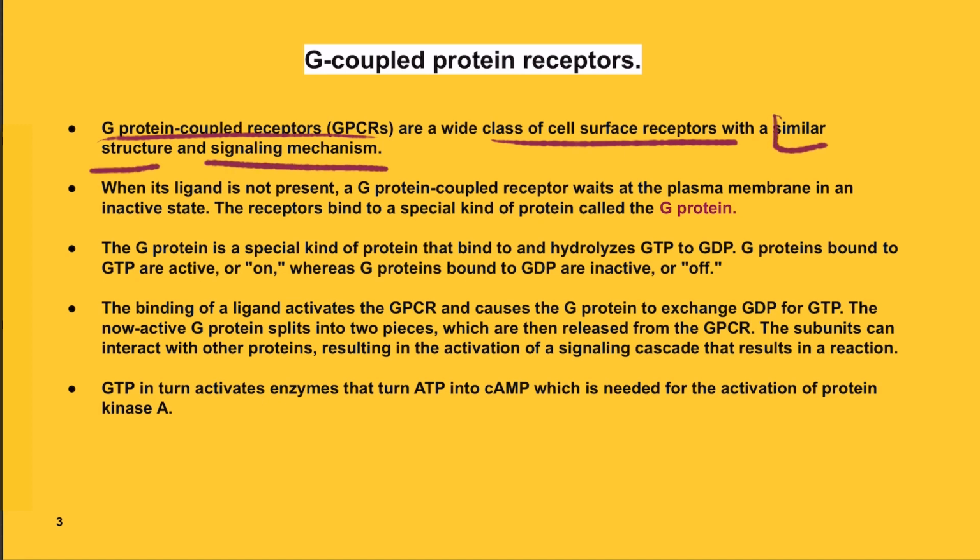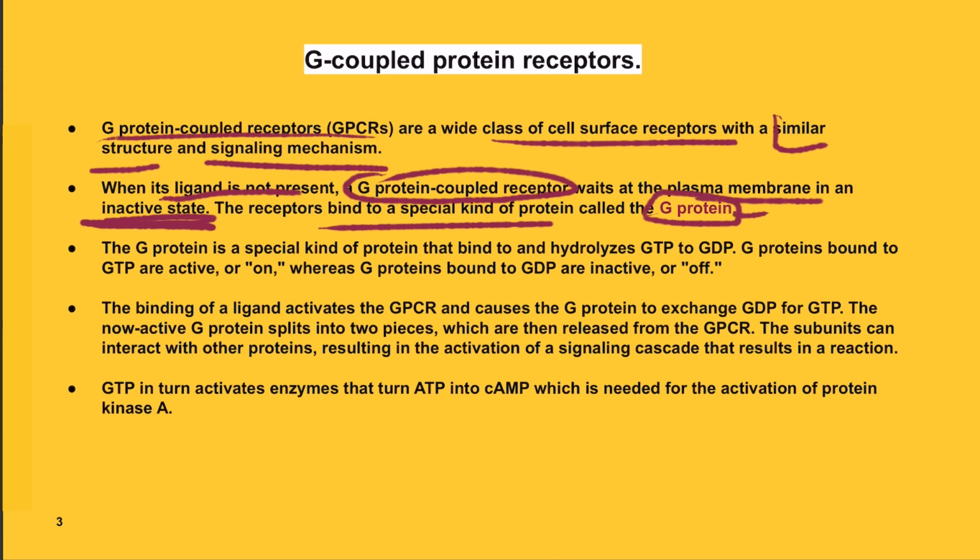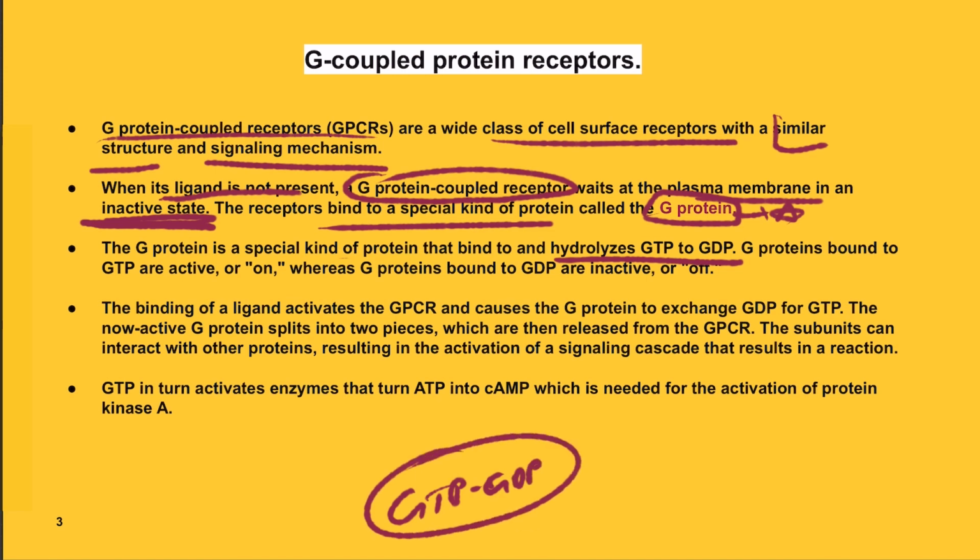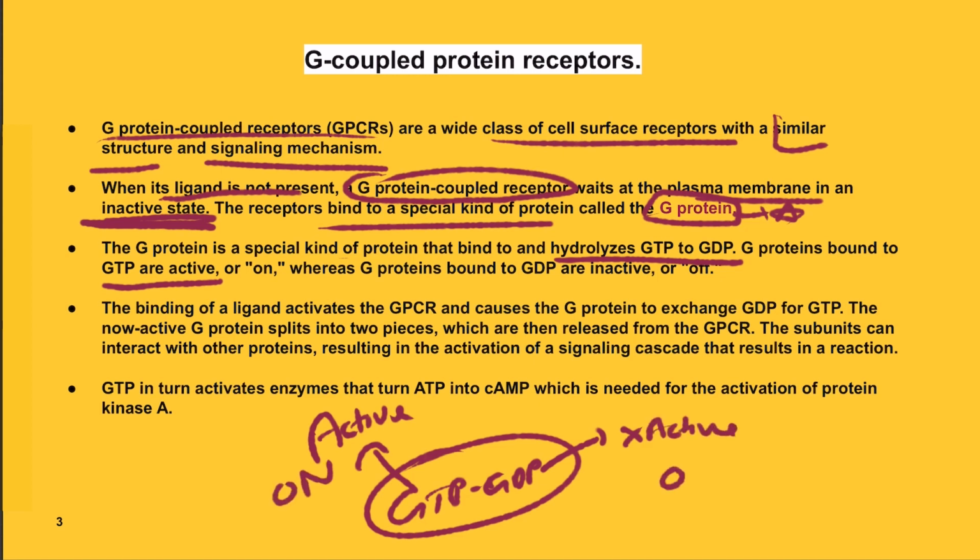Now let's talk about how it functions. When its ligand is not present, a GPCR waits at the plasma membrane in an inactive state. The receptors bind to a special kind of protein called the G protein. What are G proteins? The G protein is a special kind of protein that binds to and hydrolyzes GTP into GDP. G proteins bound to GTP are active, or on, while GDP is inactive, or off.